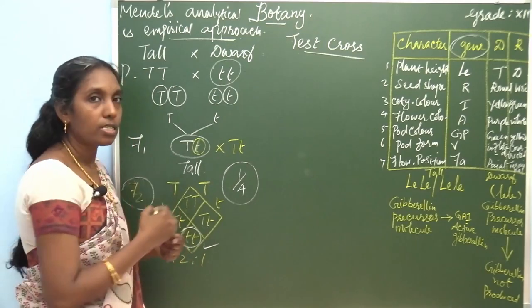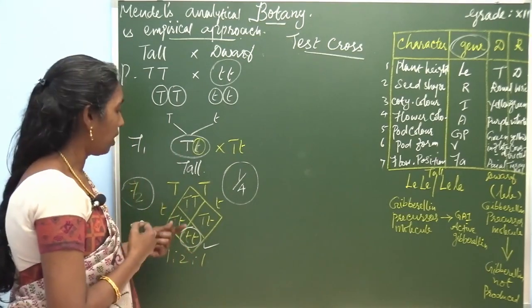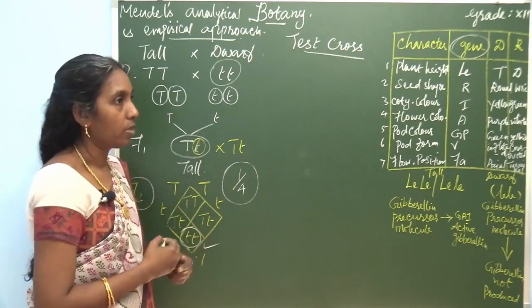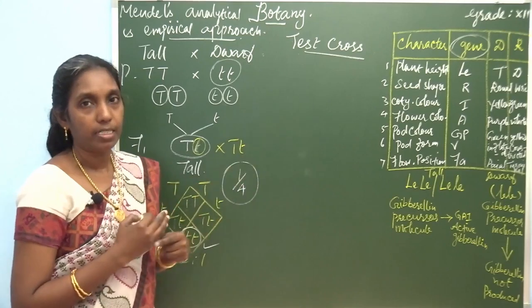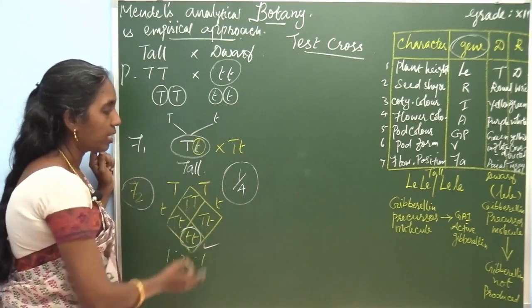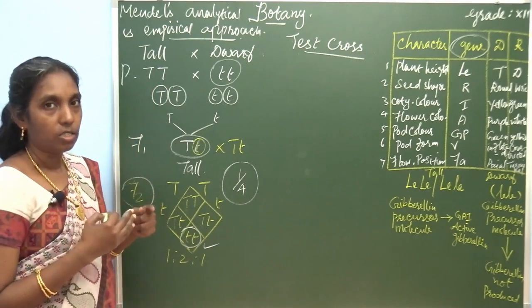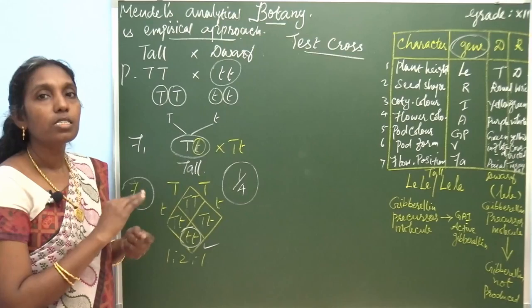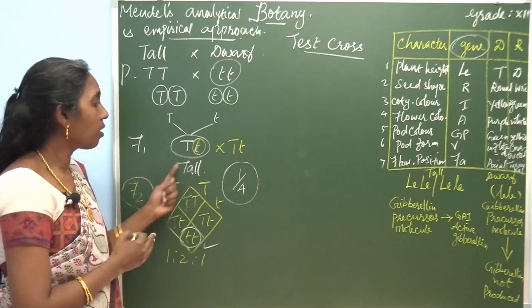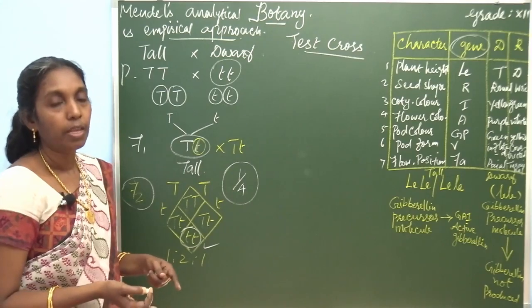So, here let us take the same example, the monohybrid cross. In the monohybrid cross, we are taking the height of the plant. The characters or traits are tall and dwarf. In this, the 3:1 ratio is given phenotypically and 1:2:1 genotypically.